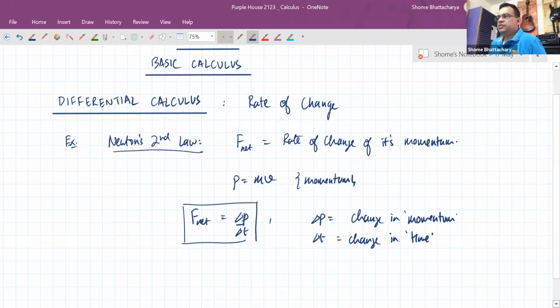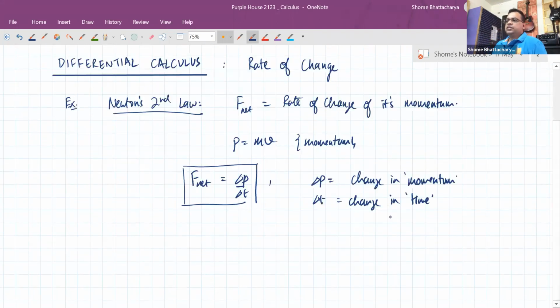Any other definition where you have learned about rate of change of any quantity? What about the definition of acceleration or the definition of speed itself? What is speed? Distance into time. Distance divided by time, no? Yes.